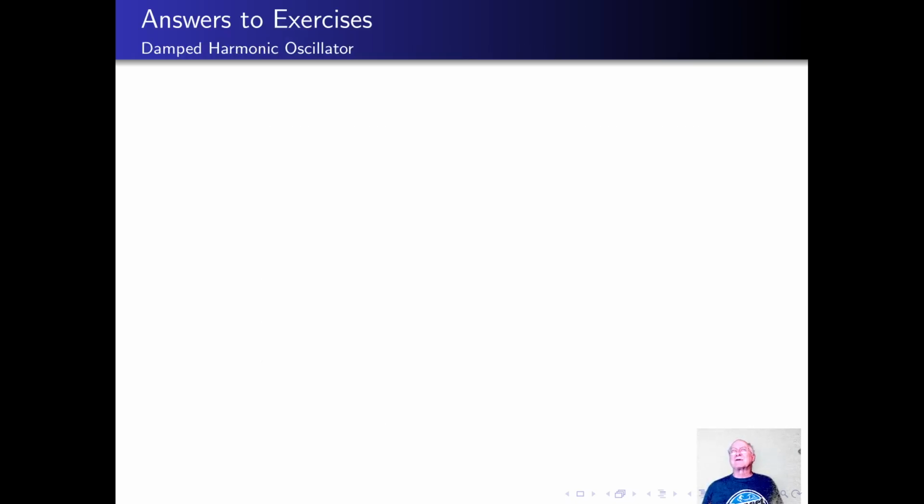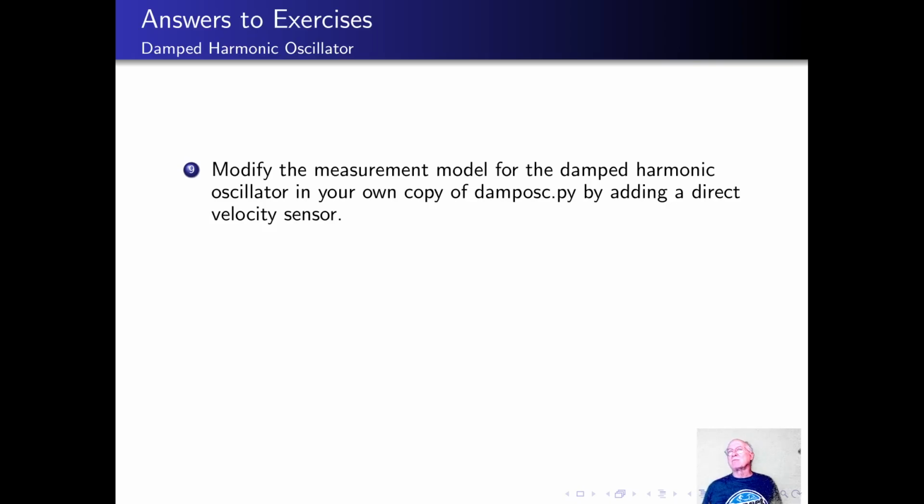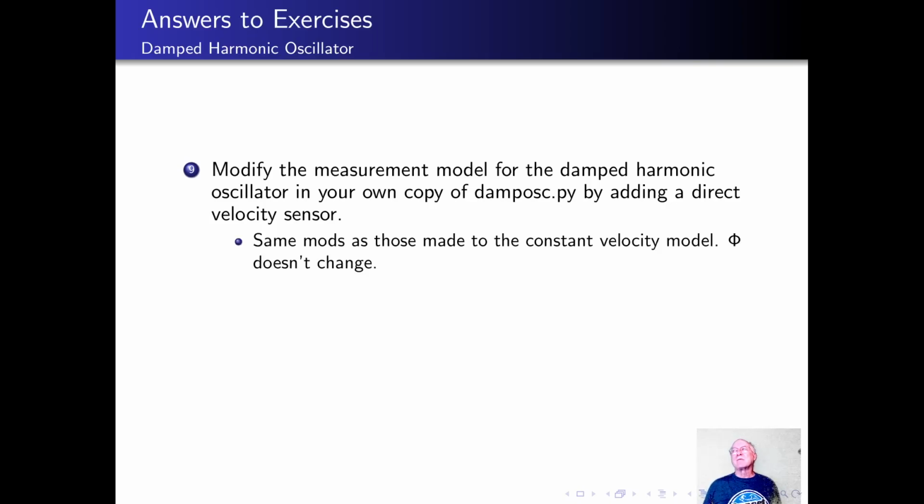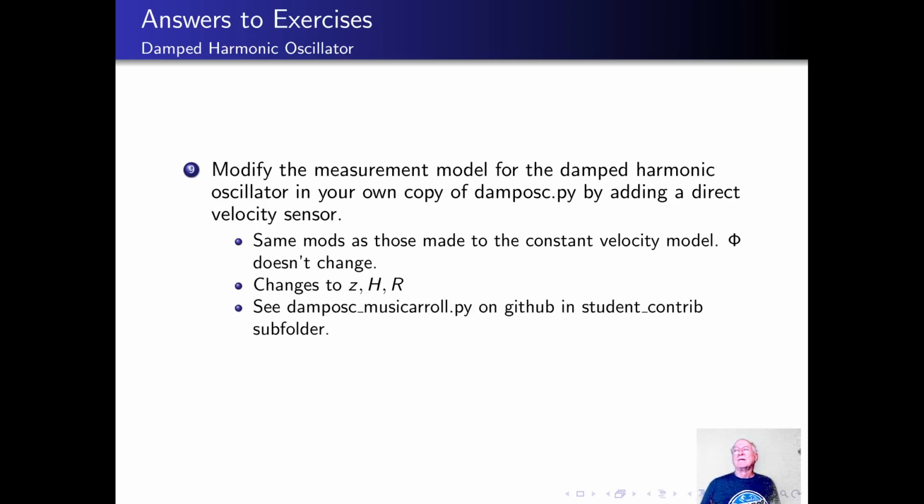So now let's turn to the damped harmonic oscillator. Problem number 9 says modify the measurement model. The measurement modifications are really the same as those we made to the constant velocity model. Again, we're adding a second sensor, the velocity sensor. So all those changes are the same. Of course, the phi that we used for the damped harmonic oscillator will be the same phi as before. There's no change there. And take a look at this modified script that I put in the student contrib folder.